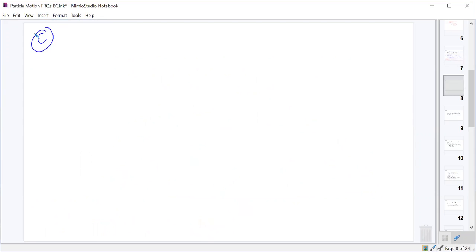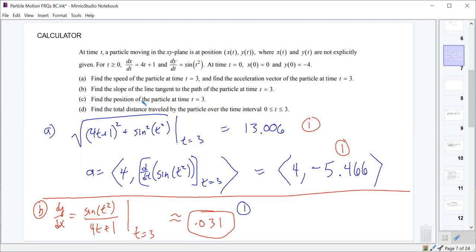Part C. What was it asking us? Finding the position of the particle at t equals 3. So that means we got to find the x component and the y component of that position. That means we're going to need to do 2 separate definite integrals. We're given positions at 0, so we'll have to do integrals from 0 to 3 of dx dt, and an integral from 0 to 3 of dy dt, and then add our initial positions to each of those.